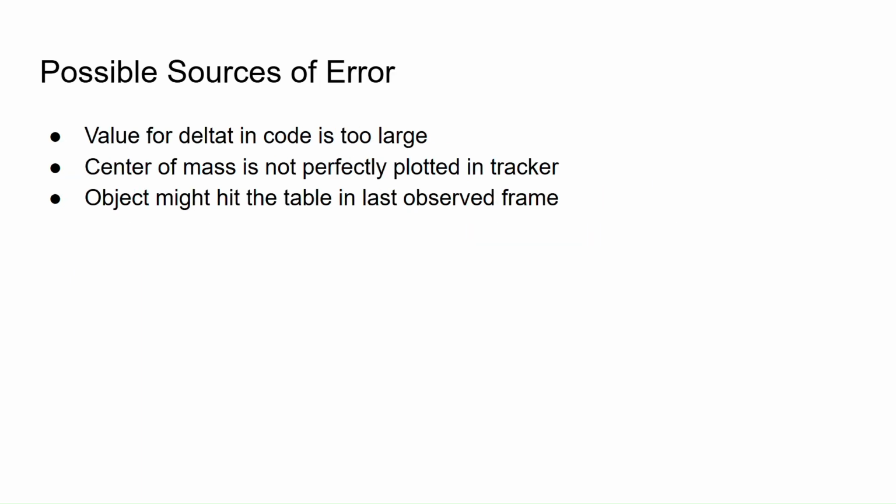Possible sources of error. In this code, if you make the delta t value too big, it was inaccurate. So I had to make it as small as possible, and if you made delta t too small, the code actually crashed. So a potential source of error could be that the delta t is too large. Another source of error could be that the center of mass is not perfectly plotted in Tracker. And as mentioned, another source of error might be that the object hit the table in the last observed frame.